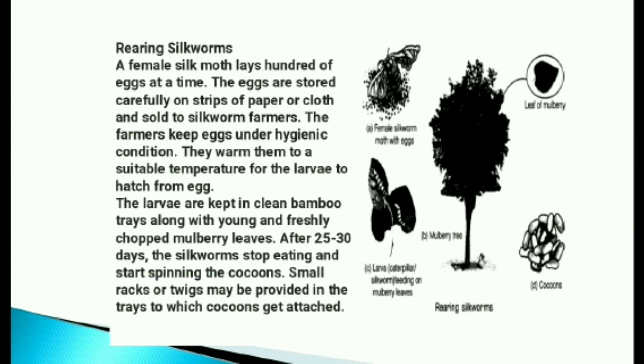The larvae are kept in clean bamboo trays along with young and freshly chopped mulberry leaves. After 25 to 30 days, the silkworm stops eating and starts spinning the cocoons. Small racks of twigs may be provided in the trays to which cocoons get attached.